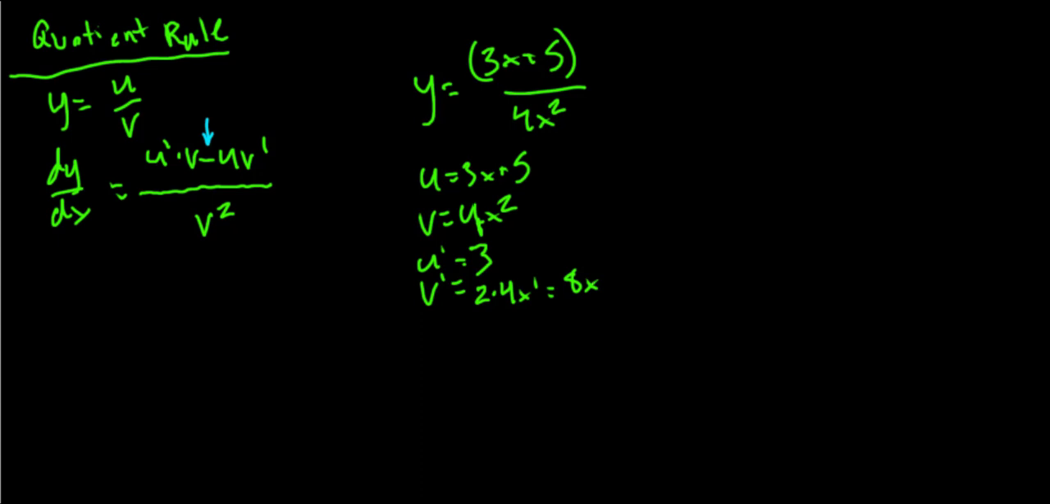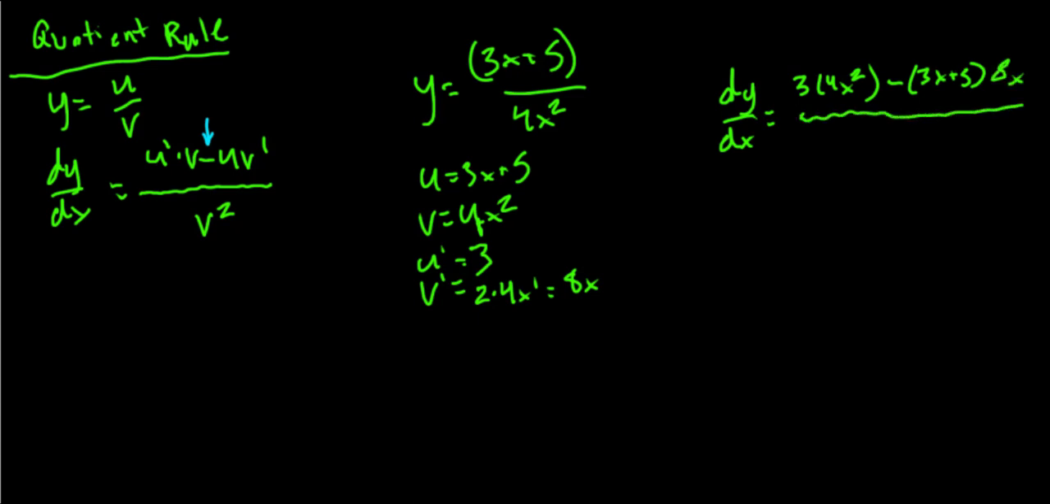So we have u, v, u prime, and v prime. Let's plug these now defined variables into our definition that we came up with, right? So we have to find dy/dx. Well, that's going to be u prime times v. So that's 3 times 4x squared, minus u times v prime. So we have u is 3x plus 5. V prime, what did we say v prime is? We said v prime is 8x. And now we just have to divide that all by v squared. So v is 4x squared, and we just square that.